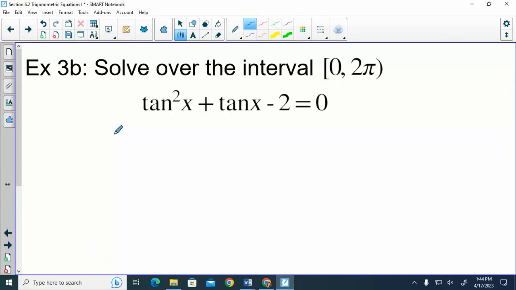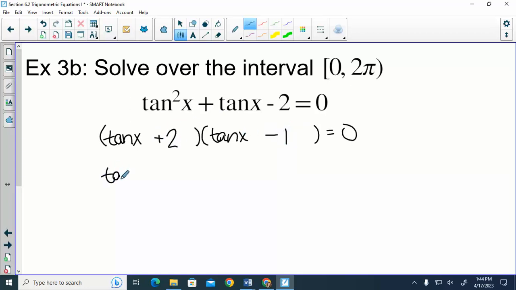So if we look at this one, we are set up to factor. Tangent squared breaks into tangent. Okay, what multiplies to -2 and adds to +1? So if you set those equal to 0, you get tangent x is -2 and +1. I expect to see quadrants and reference angles when you're working these out.